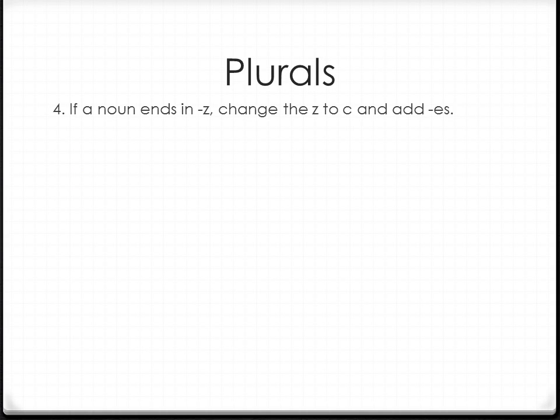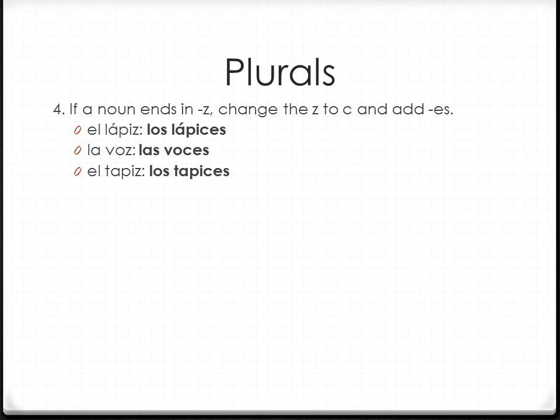Okay, rule number 4. If a noun ends in z, then you're going to change the z to a c, and then you are going to add es. For example, el lápiz, los lápices. La voz, las voces. El tapiz, los tapices. La actriz, las actrices.